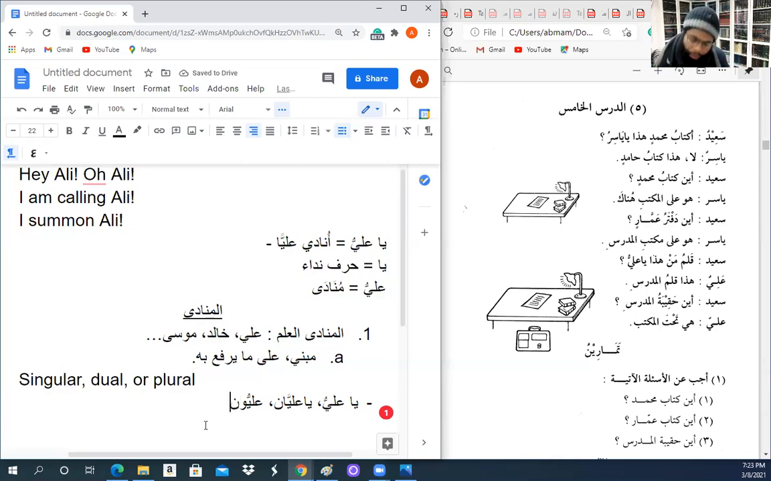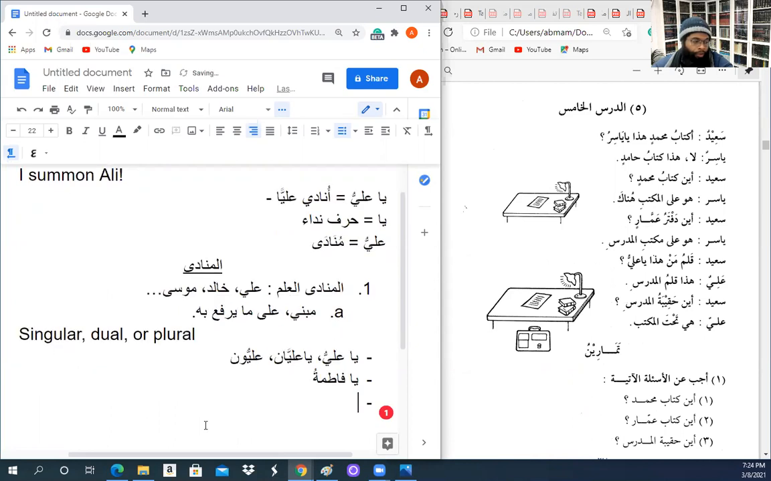So basically the concept, the qaida, the rule is, it's mabni on whatever the indicator of rafa is. So in this case, it's going to be a dhamma if it's singular. Ya Aliyu. I'm calling a specific person that has the name Ali. Ya Fatimatu. ضمة. يا فاطمة. يا محمد. ضمة.